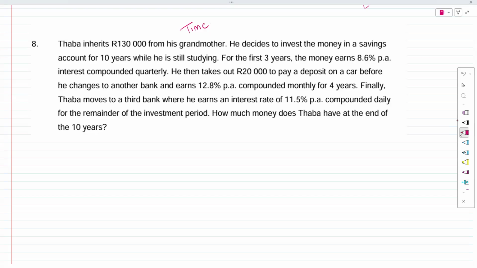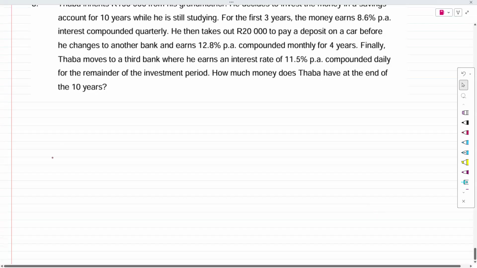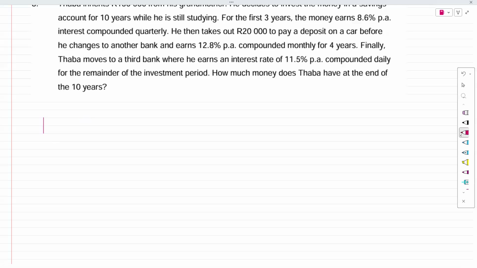He then takes out 20,000 to pay a deposit on a car before he changes to another bank. He earns that much interest monthly for 4 years. How much does he have at the end of 10 years? Okay, so I think realistically, this is not too bad. It does take a bit of effort when it comes to timelines. I think you guys struggled with timelines, but let's go.